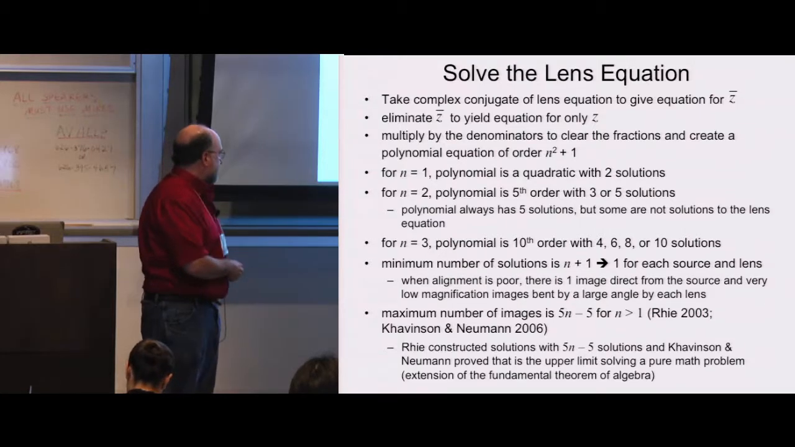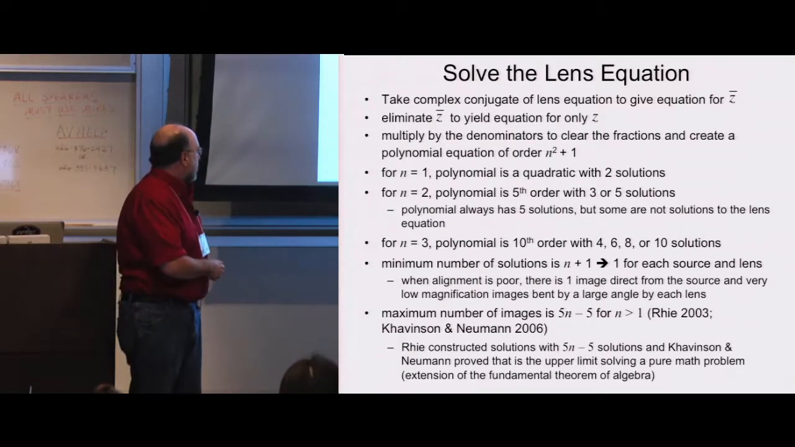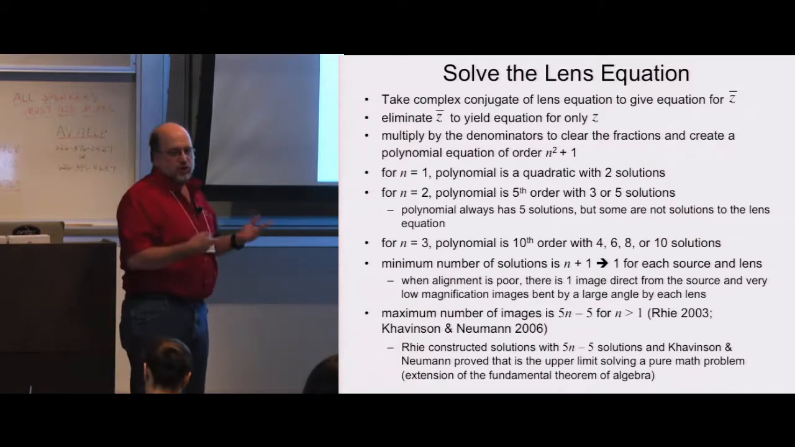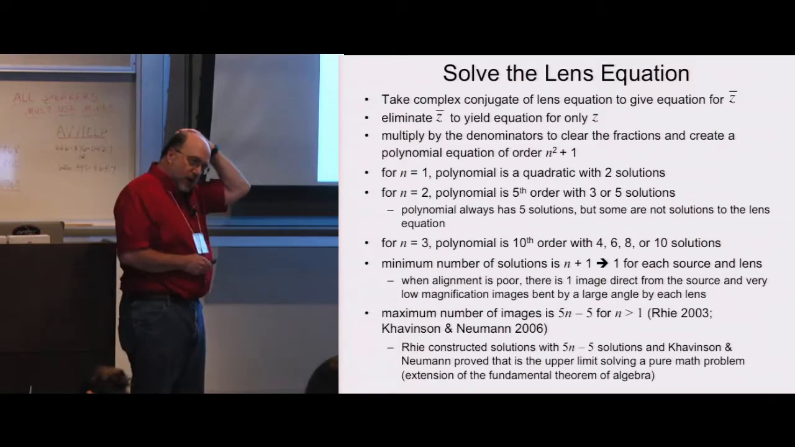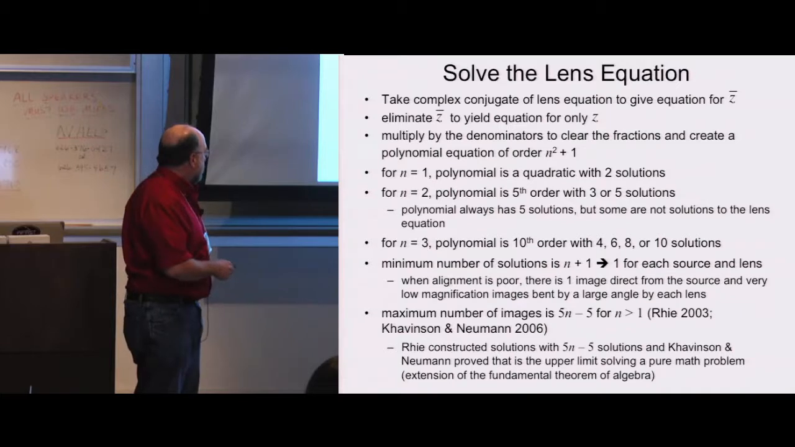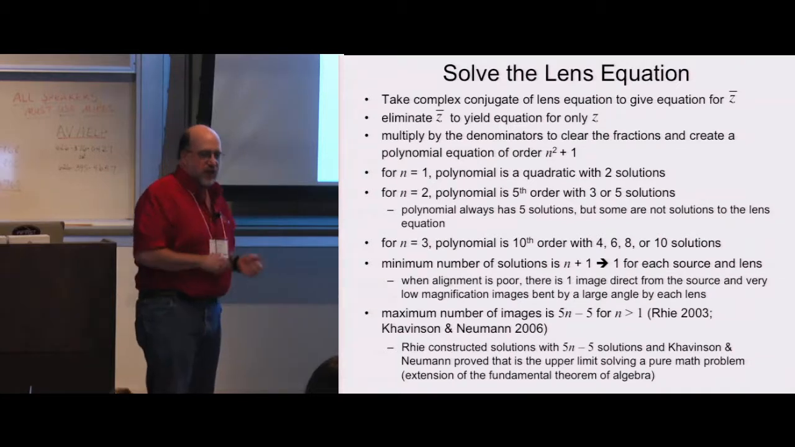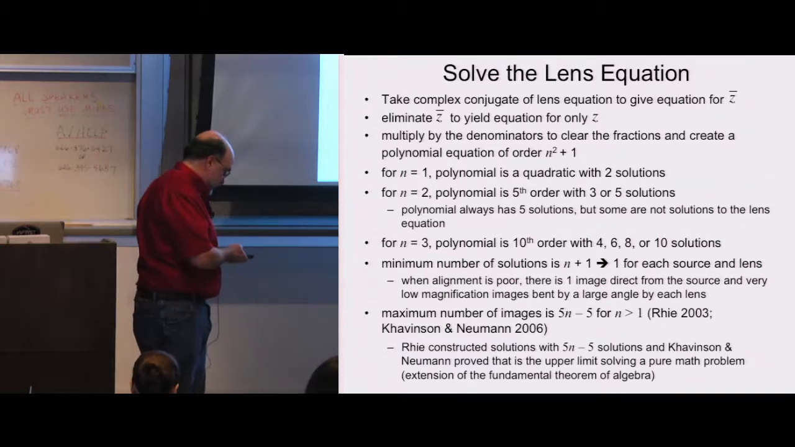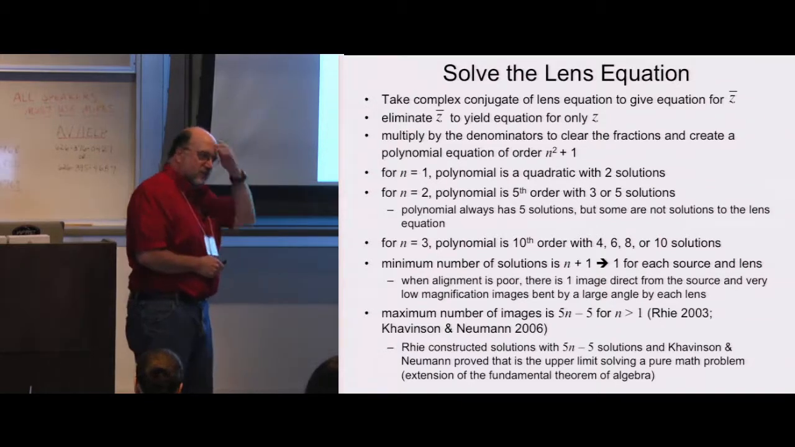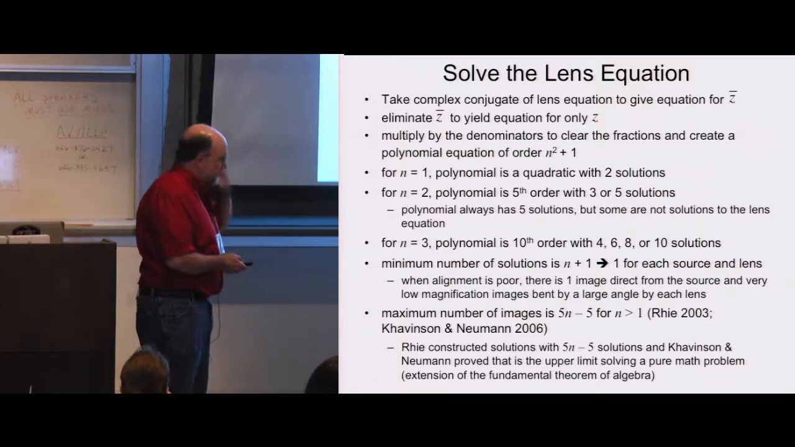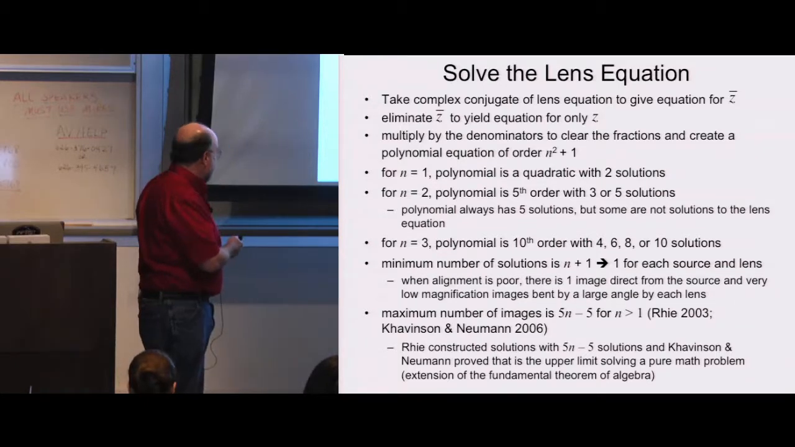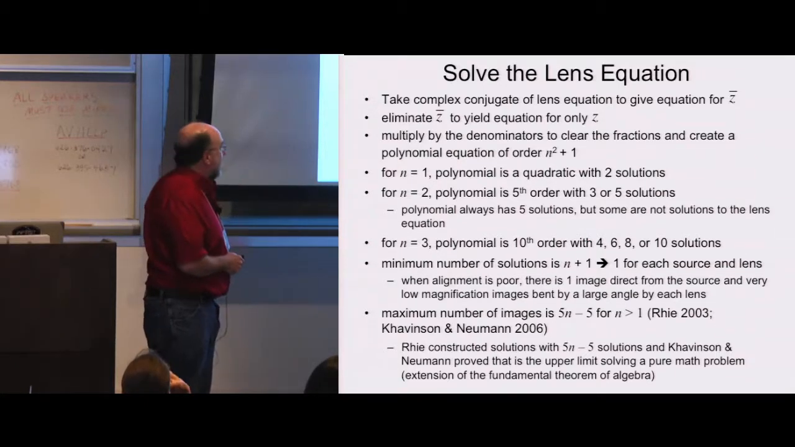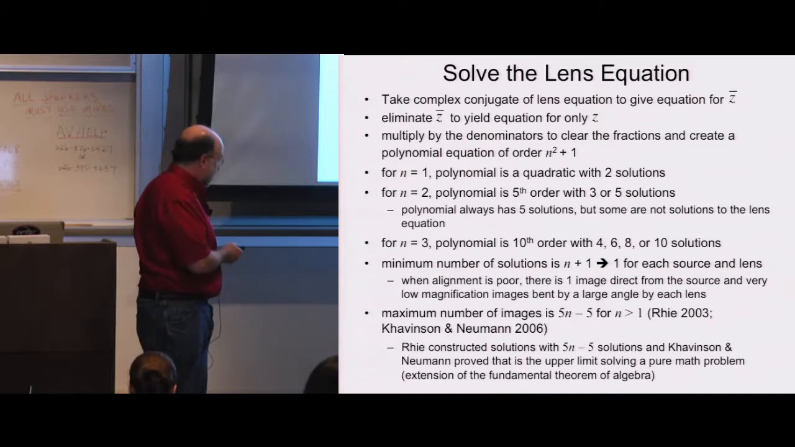Kavinson and Neumann are two mathematicians who showed that this was the upper limit, but they weren't sure it was the lowest possible upper limit. Neither Rhie nor Kavinson and Neumann had any understanding of the methods used by the other, but combined they solved the problem. And it was only because there was some guy, a mathematician at UC San Diego, who read the gravitational lensing literature that anyone figured out that they had solved this problem.